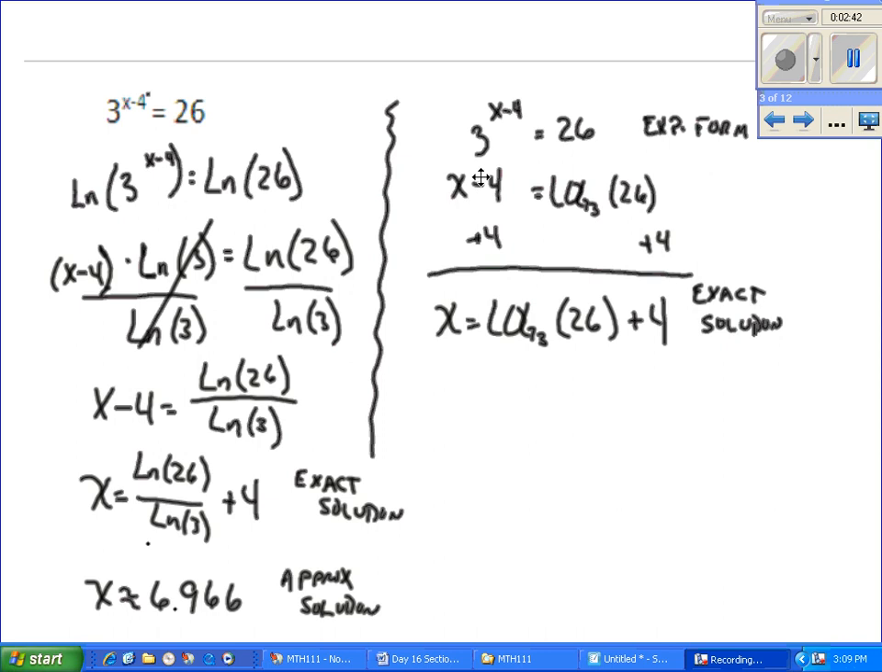And here's a second way to solve the same problem. Most students seem to prefer this method originally. So what I'm going to do is rewrite it from exponential form into log form. So the base of the exponent swings around and becomes the base of the log. x - 4 is log base 3 of 26, and then add the 4, and that gives me the exact solution. To find the approximate solution, I'd use my change of base formula, which would give me this, and then my approximate solution. So both of these exact solutions are equivalent.